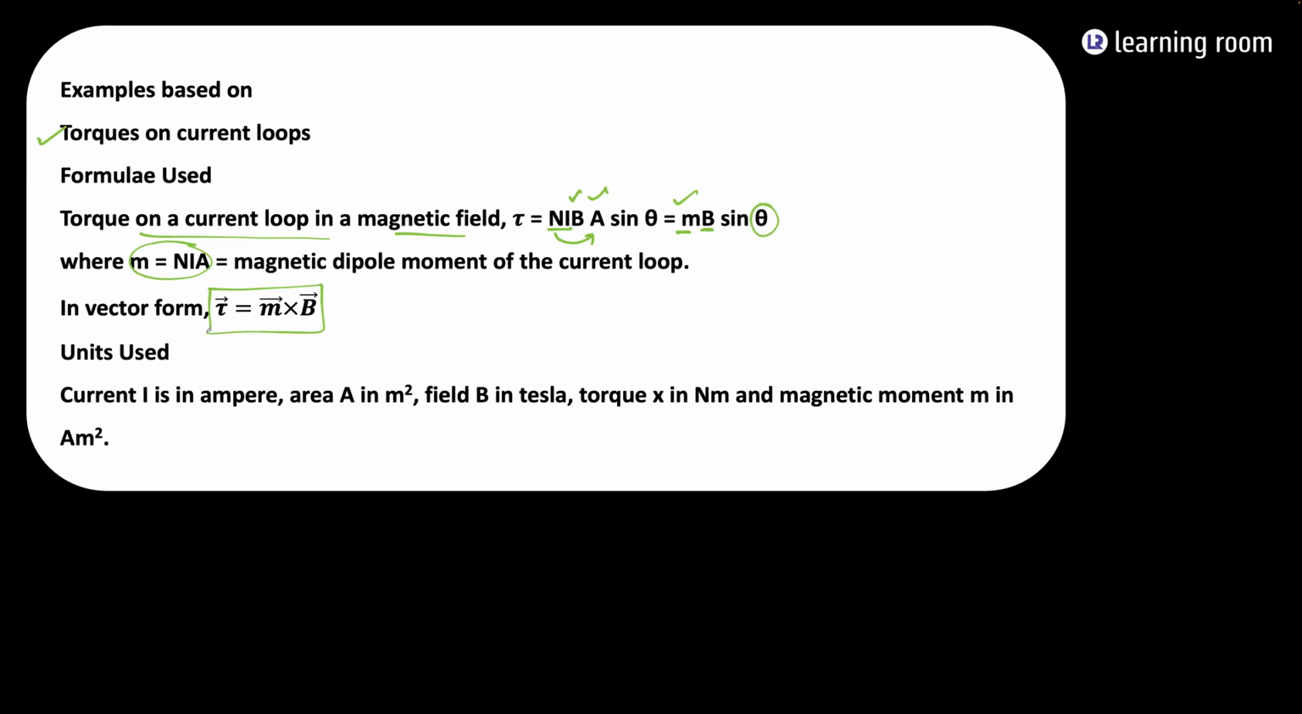Current I is in ampere, area is in meter square, field is in Tesla, torque is in Newton meter, and the magnetic moment is in ampere meter square. Now listen.